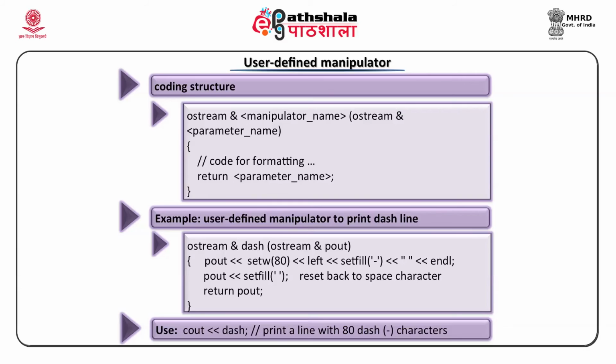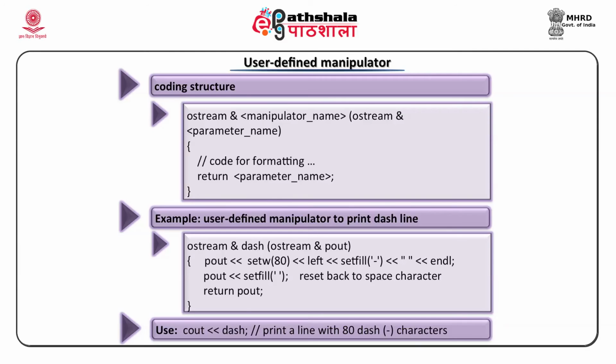When I say this, it will call this overloaded operator, this manipulator dash here, and execute the body of the function. Now, here I have used it with cout. The return type is ostream ampersand, that means reference to the ostream. Dash is the name of the manipulator. In the header I am talking about, the argument which I have passed is ostream ampersand pout. So, my object is of the type reference to the ostream.